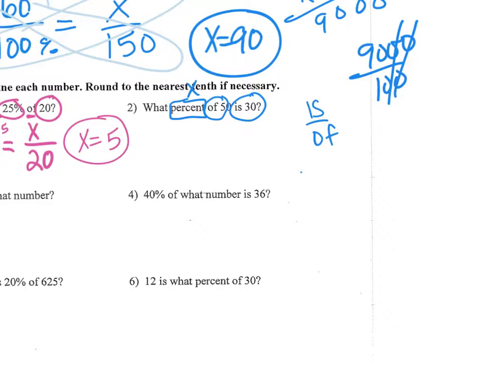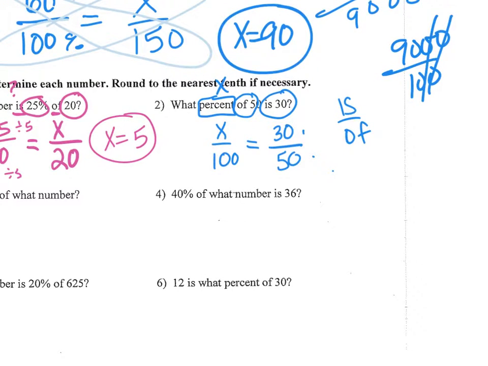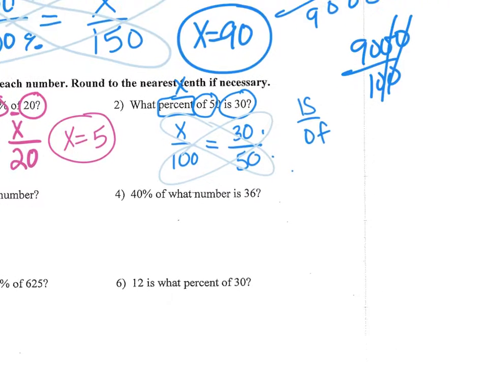You do x over 100, because 100% would be my whole, and then equal to 30 over 50, because it said of 50, so of goes on the bottom. And then we can cross multiply. So x, 100 times 30.